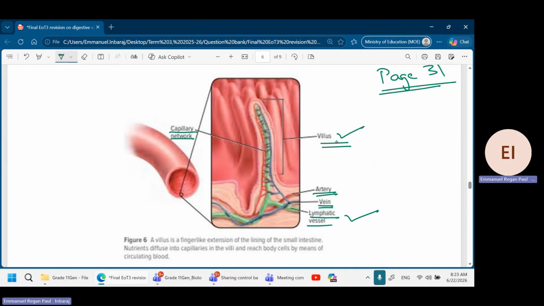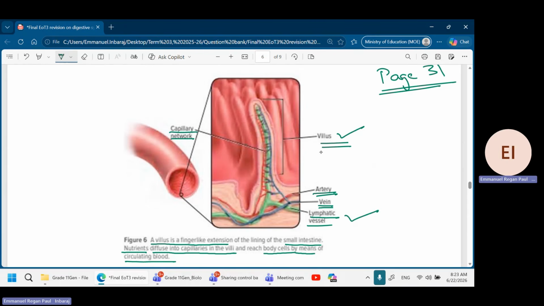These two are very important. Villus and... So what do they say? A villus is a finger-like extension that is found in the lining of the small intestine. The nutrients, meaning the digested food, diffuse into the capillaries in the villi and reach the body cells by means of circulating blood. So keep this.